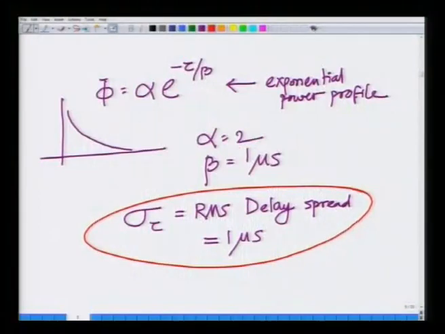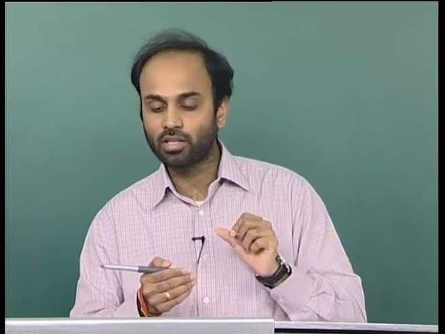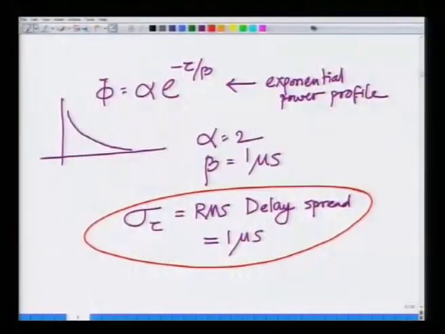So, we have derived for an exponential power profile, that is when you average across all users in the cell, and the power arriving at the receiver decays exponentially as a function of the delay with parameters alpha and beta, that is, the power profile is alpha e power minus tau over beta, the RMS delay spread of this wireless communication channel is nothing but beta, which is 1 microsecond. That is, most of the power is restricted to an interval, or a delay spread, of 1 microsecond in length.